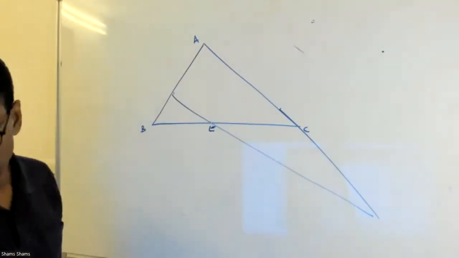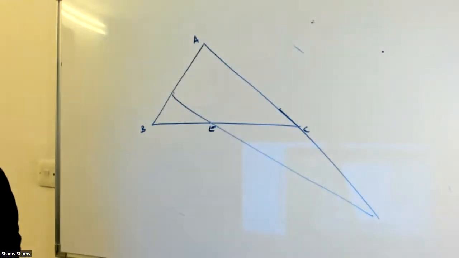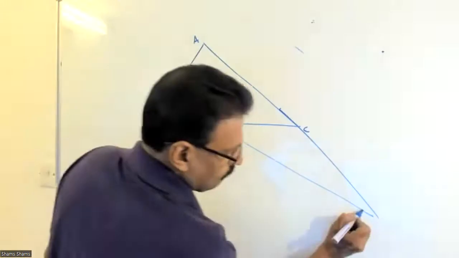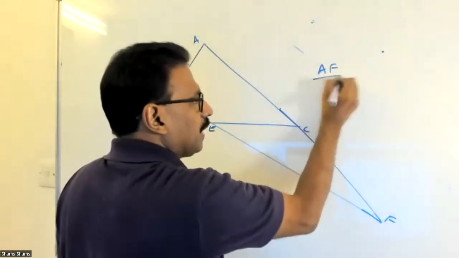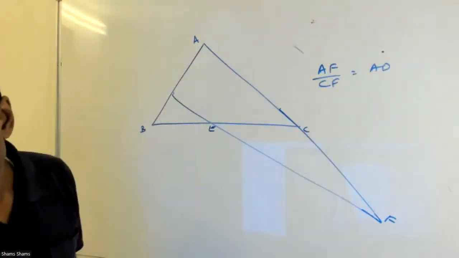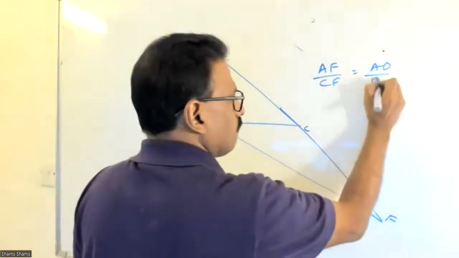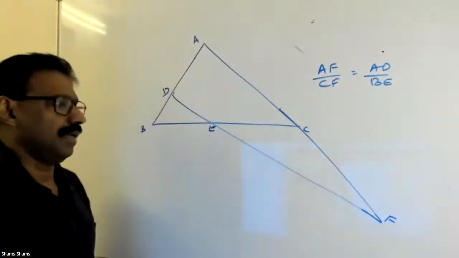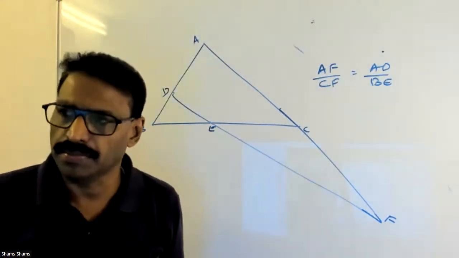E is the midpoint of BC. Then prove that AF by CF equals AD by BE. Maybe this question may be AD by EC also. Sometimes AD by EC also.